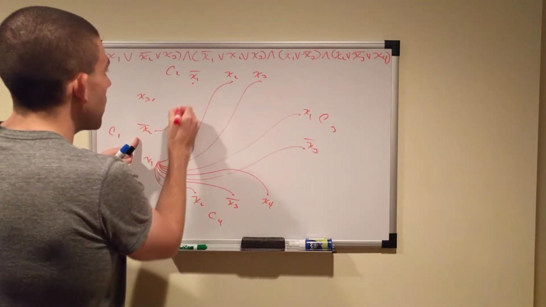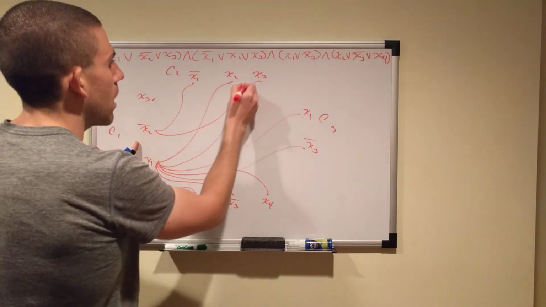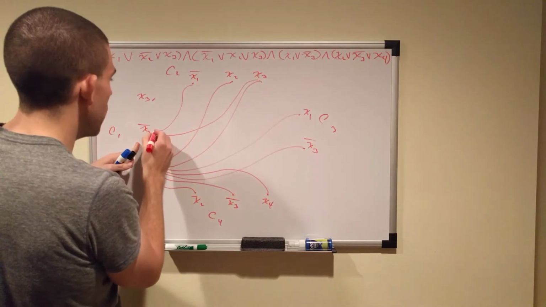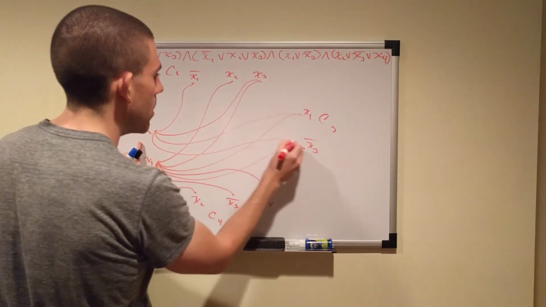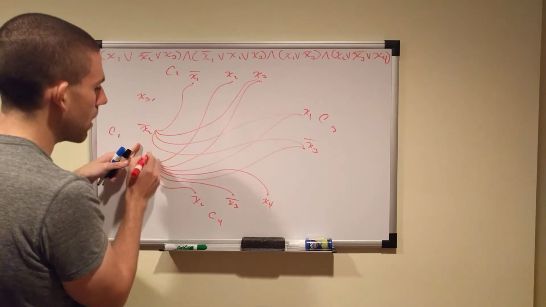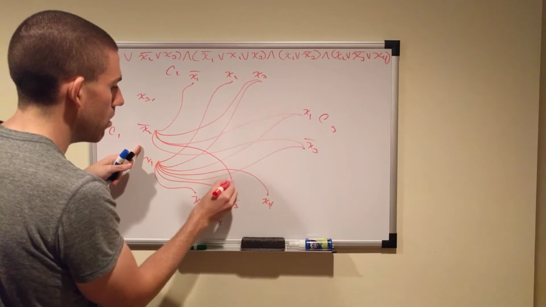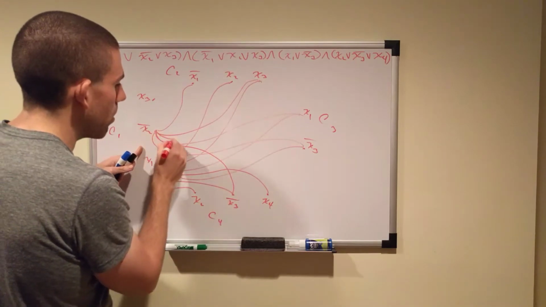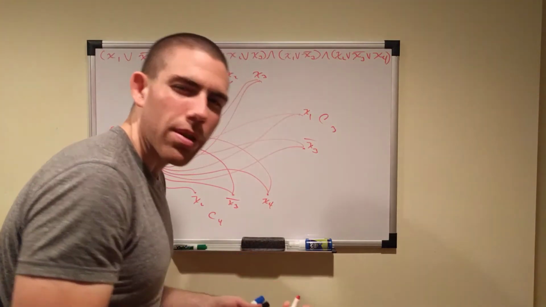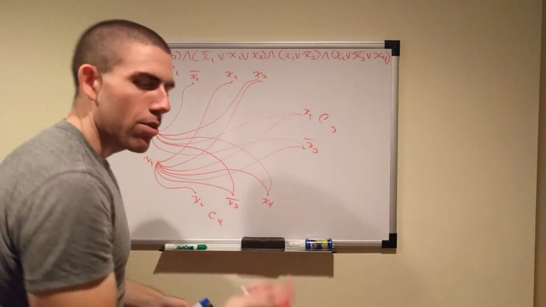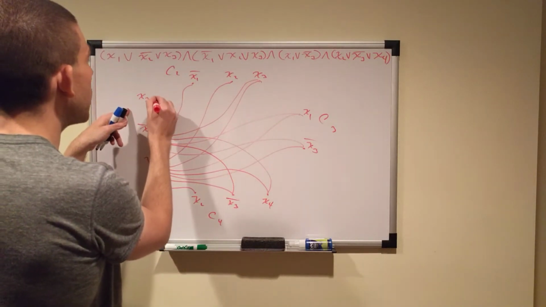x2 complement can go to x1 complement. It can't go to x2, but it can go to x3, so that's good. It can go to x1. It can go to x3. x2 complement cannot go to x2, but it can go to x3 complement. And it can go to x4. Everything can go to x4 because there's no other one. So, yeah, here we're good.